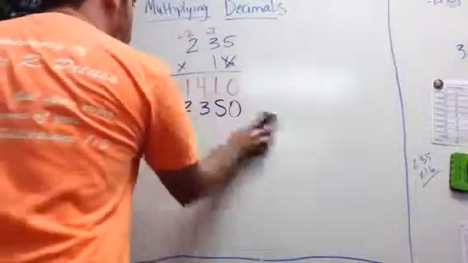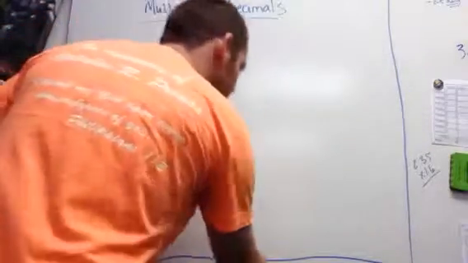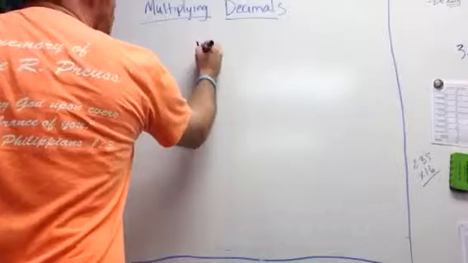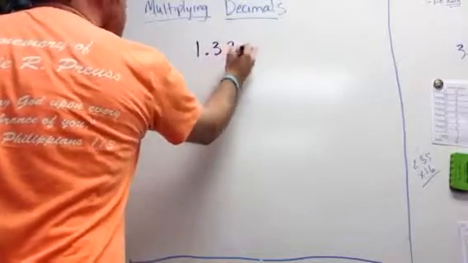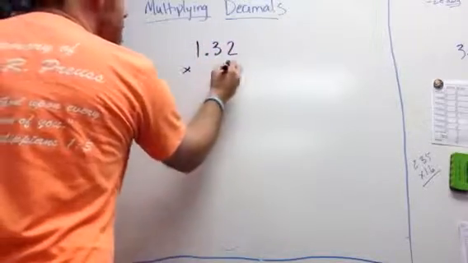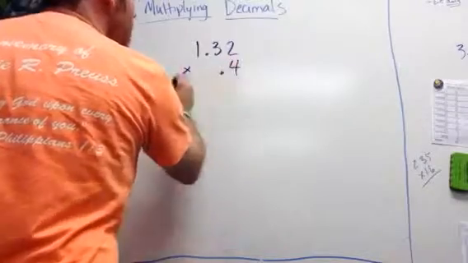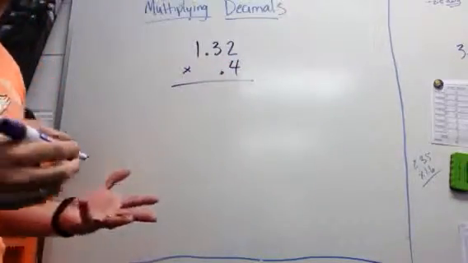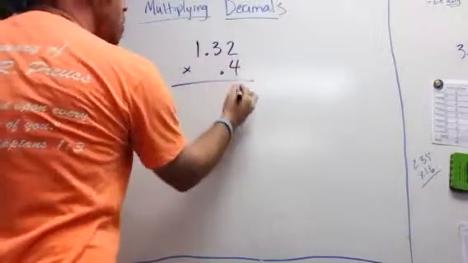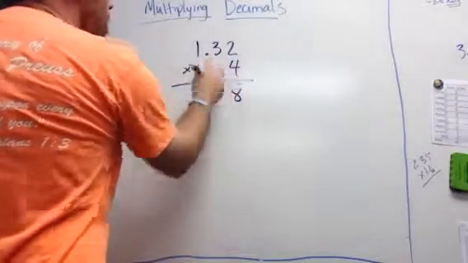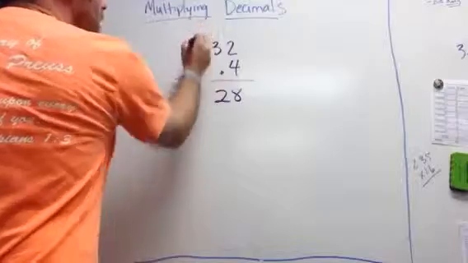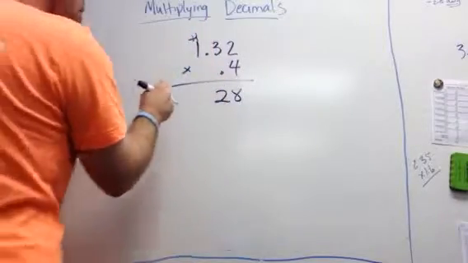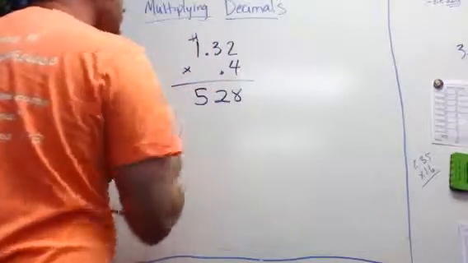So let's look at one more. Let's say I have 1 and 32 hundredths times 4 tenths. And I'm multiplying that. Again, I pretend like the decimals aren't even there until the end. So 4 times 2 is 8. 4 times 3 is 12. And 4 times 1 is 4, plus 1 is 5.